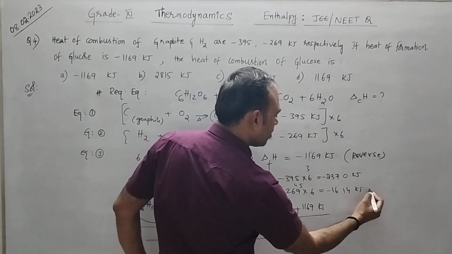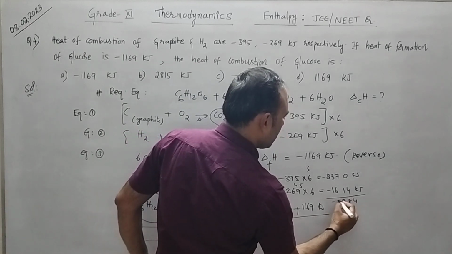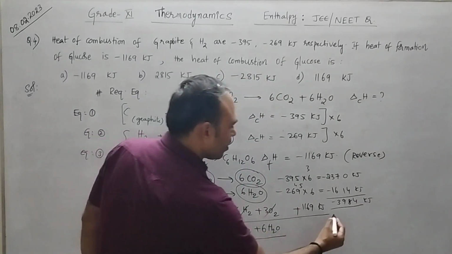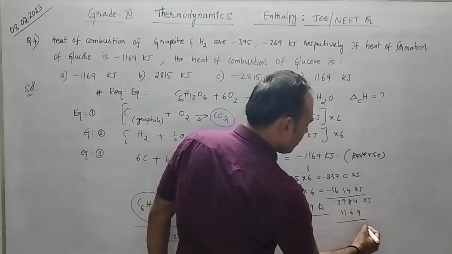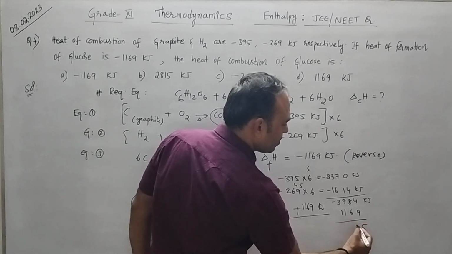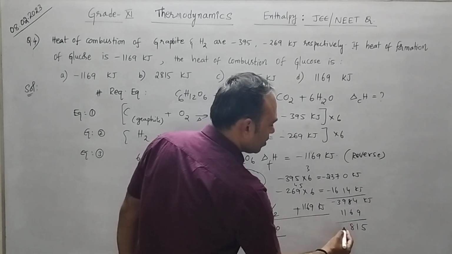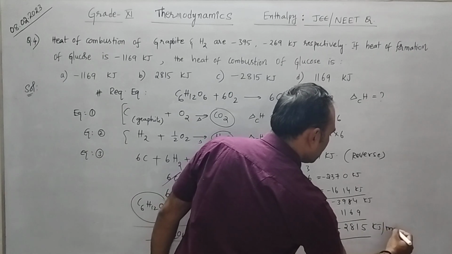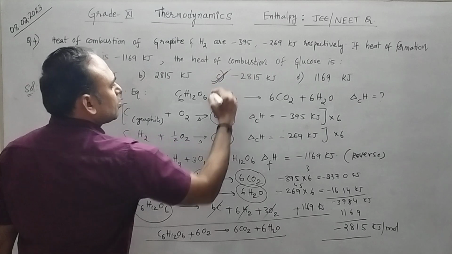So this is minus. First add this, what you get? 4 8 9, minus 3984 kilojoules, and here you have plus 1169. Subtract this. Here you have 7 minus 6, 191 is 8, 31 is 2, minus 2815 kilojoule per mole. Observe. Yes, you have option C. So this is your correct answer.